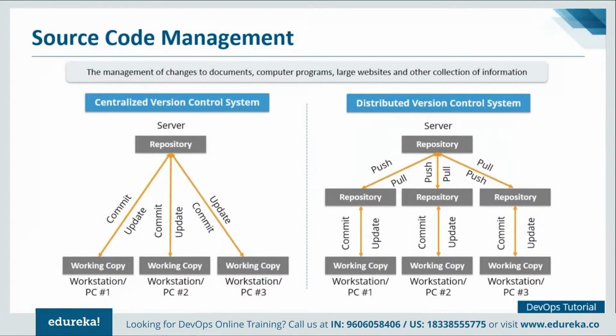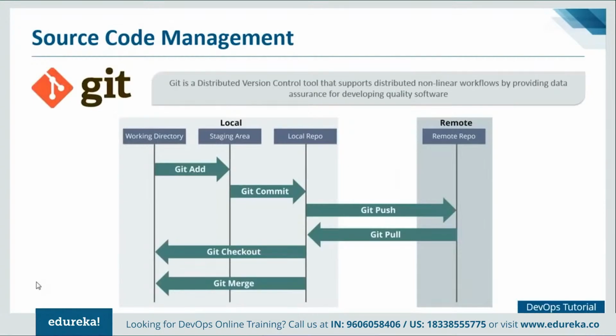For now, I'll move forward and we're going to focus on a source code management tool, a distributed version control tool that is called as Git. Now, before I move forward, guys, let me make this thing clear. So when I say version control or source code management, it's one and the same thing. Let's talk about Git now. Now, Git is a distributed version control tool that supports distributed non-linear workflows by providing data assurance for developing quality software, right? So it's a pretty tough definition to follow, but it'll be easier for you to understand with the diagram that is there in front of your screen.